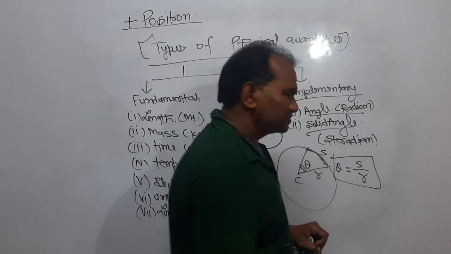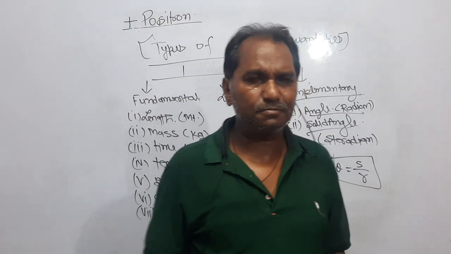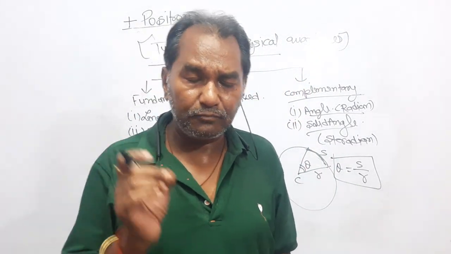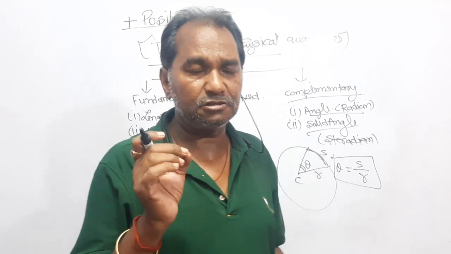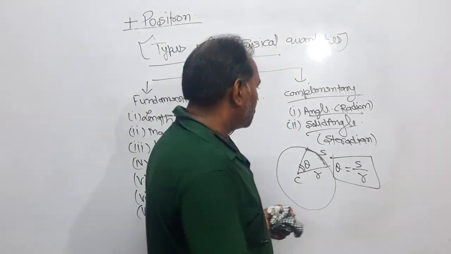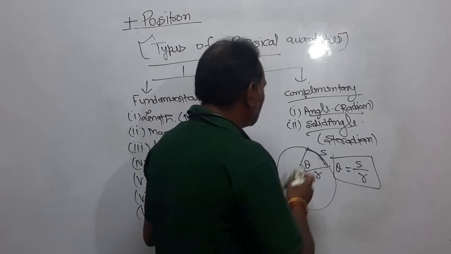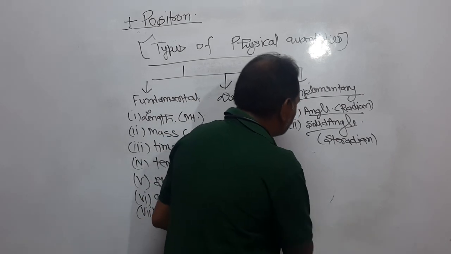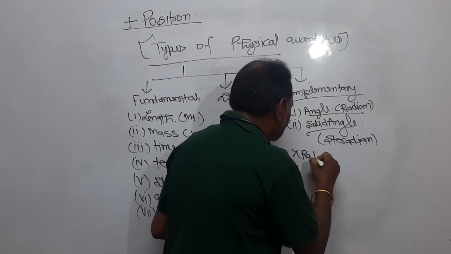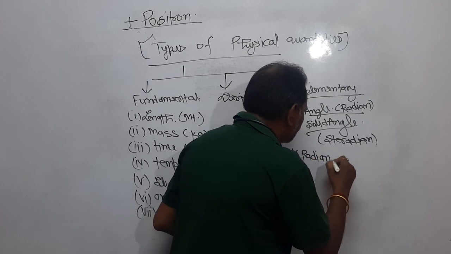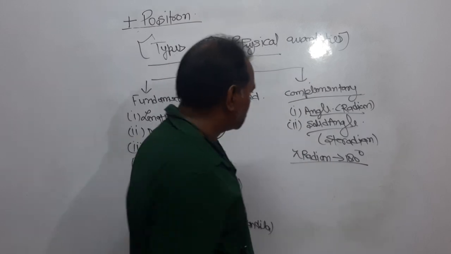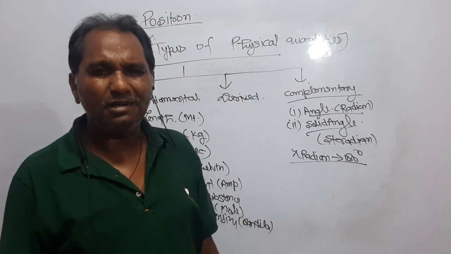Dear students, theta is generally expressed in degrees, but for mathematical calculations you have to express it in terms of radians. So the conversion formula is very simple: pi radian is equal to 180 degrees. Pi radian is equal to 180 degrees. This should be used. The second one is solid angle.